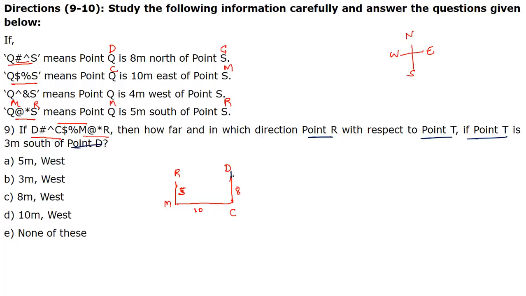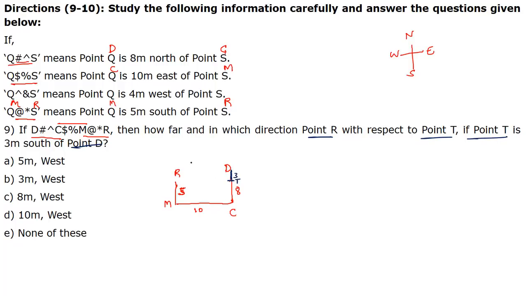So 3 meters to the south of point D. Point D is here, so 3 meters south would be this. I can certainly say that point T would be here. I hope you got it. Repeat: if point T is 3 meters south of point D, then D's south 3 meters would be this, so T would be at this place.